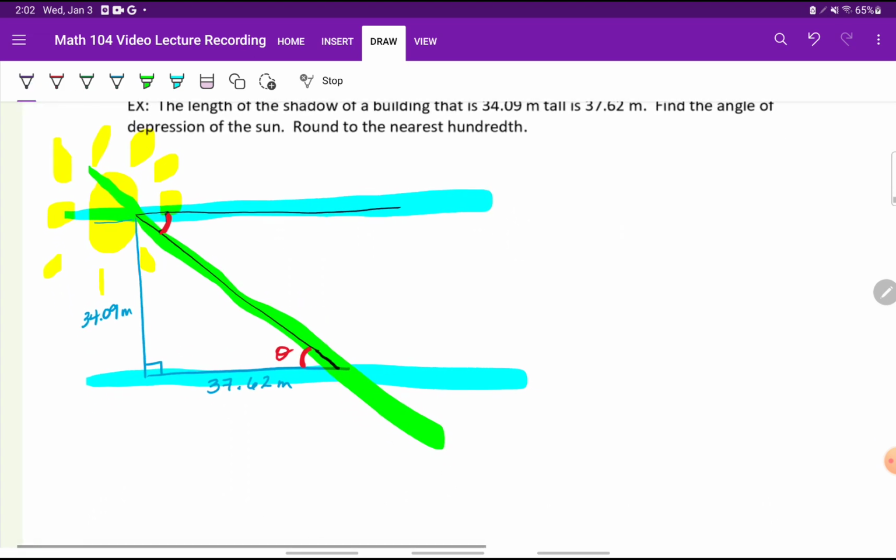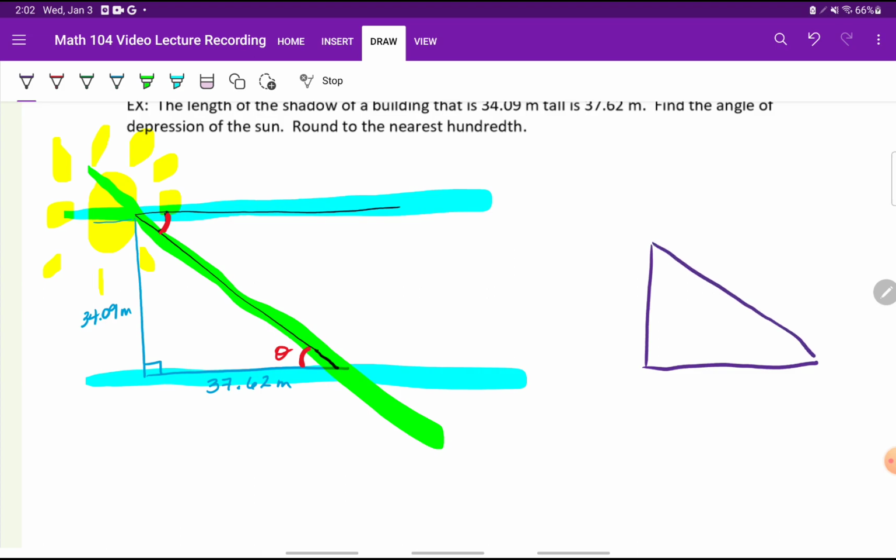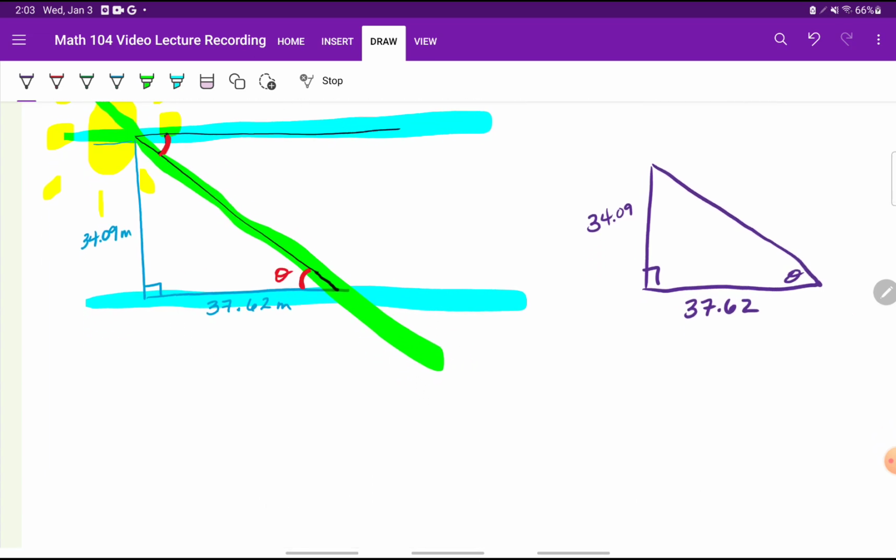I'll draw a breakout. So we're looking for theta, knowing that this is 34.09 and our bottom side is 37.62. From our angle theta, we have the opposite side and the adjacent side. So once again, we'll be using tangent. Tangent of theta equals 34.09 over 37.62.